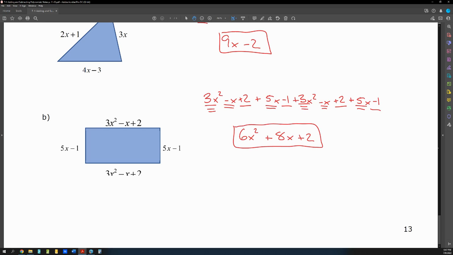Another approach that you could have solved this is we know that the perimeter of a rectangle is 2 times the length plus 2 times the width. So this you could have also written as 2 times the quantity 3x squared minus x plus 2, plus 2 times the quantity 5x minus 1. You do need the parentheses in order for this to be correct. All right? If you were to multiply this out, which is our next lesson, then you would find that you get the same expression as the perimeter.